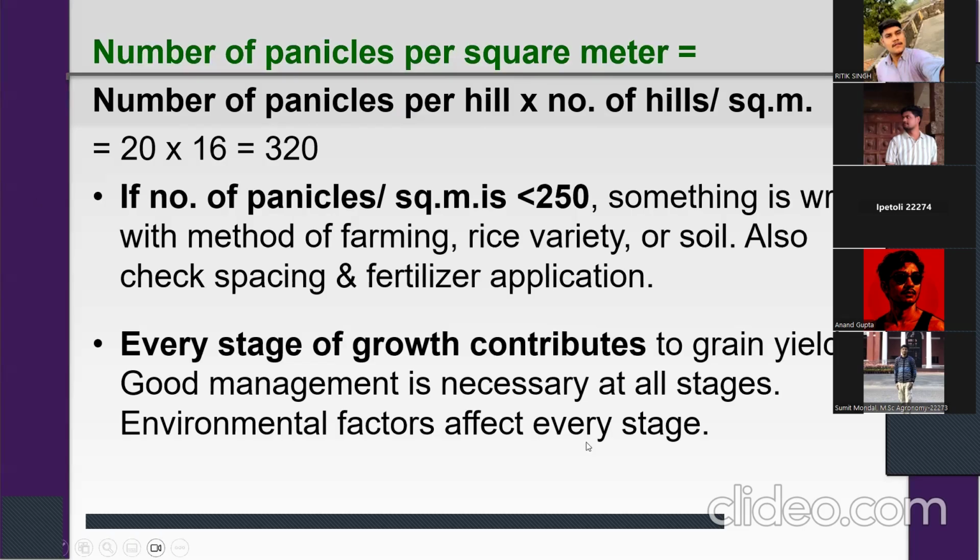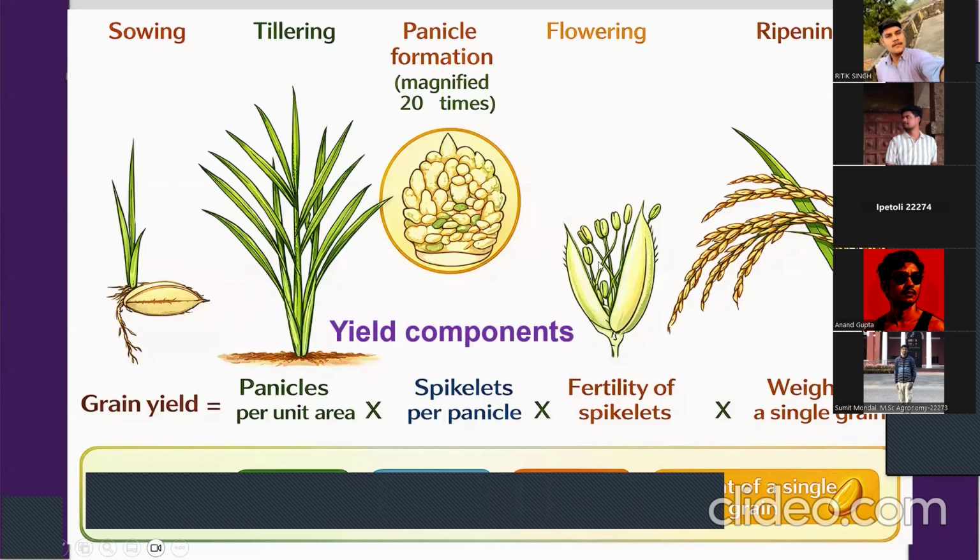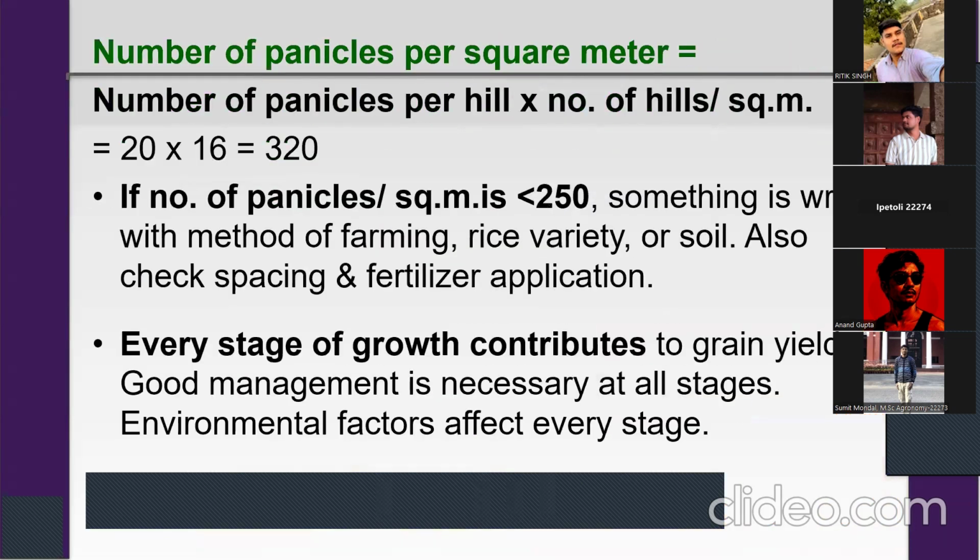Every stage of growth contributes to grain yield. In the last case, you have seen that every stage, tillering is contributing, panicle formation is contributing, flowering is contributing, and the maturity is also contributing towards the grain yield. All these stages or phases are contributing to the grain yield. Good management is necessary at all stages. Environmental factors affect every stage.